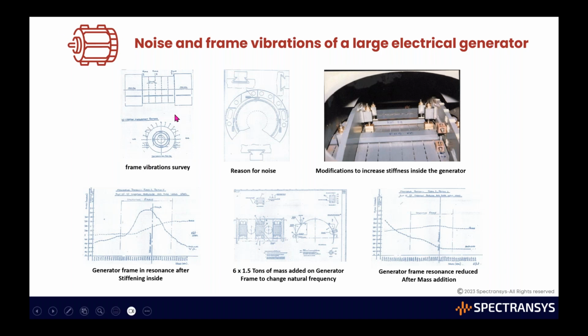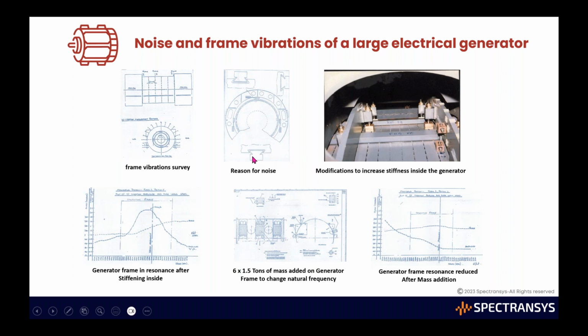On the screen you are just seeing a few pictures which I was trying to show you. On the top left corner you are seeing the general layout of the generator, and circumferentially, these are the locations where the frame vibrations were taken. And this is the inside of the generator, showing the reason for the noise, as the caption says. This particular picture shows that there are certain looseness gaps in certain locations of the generator structure, which changed the stiffness of the system.